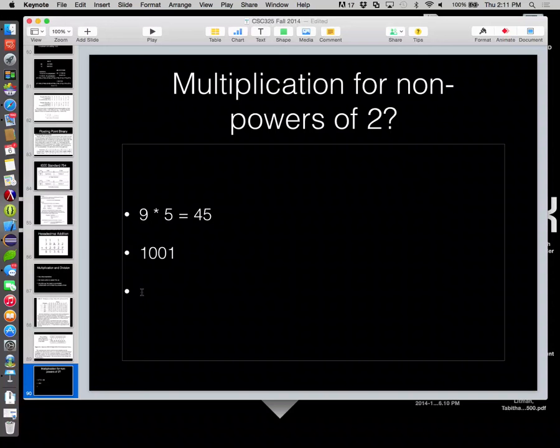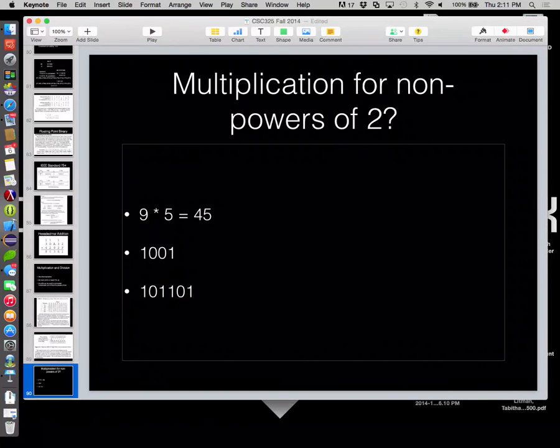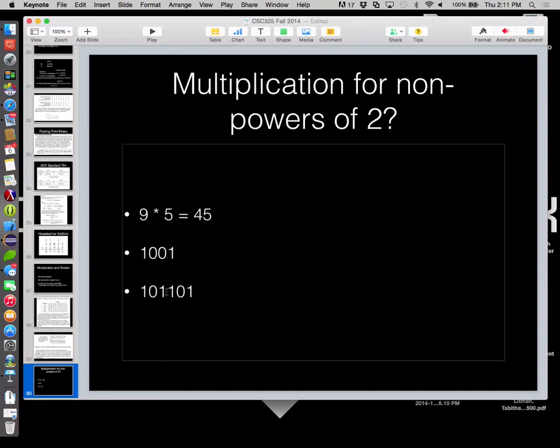45 would be 32 plus, not 16, plus 8. So now we're at 40. Plus 4 plus 1. Is that it? 32 plus 8 is 40, plus 4 is 44, plus 1 is 45.